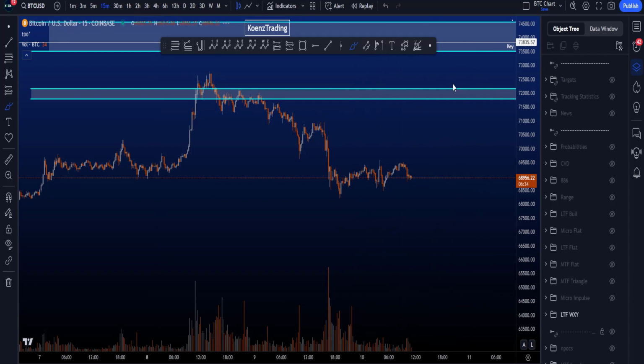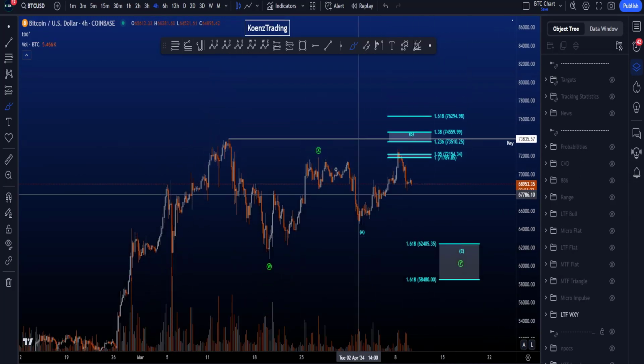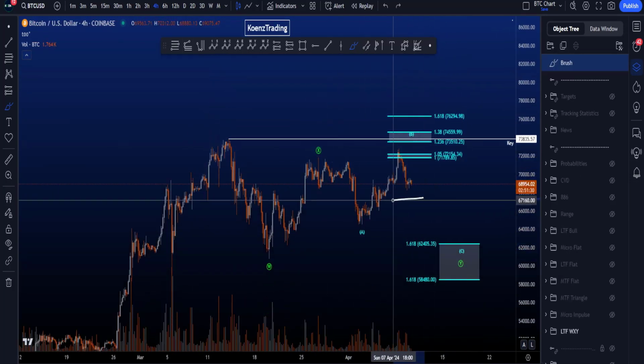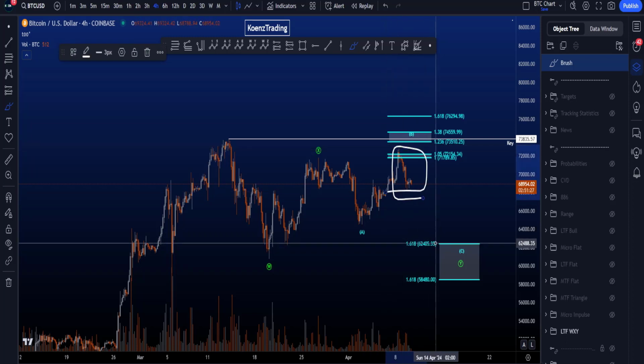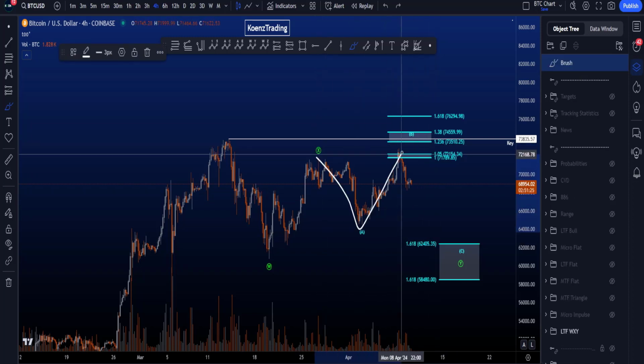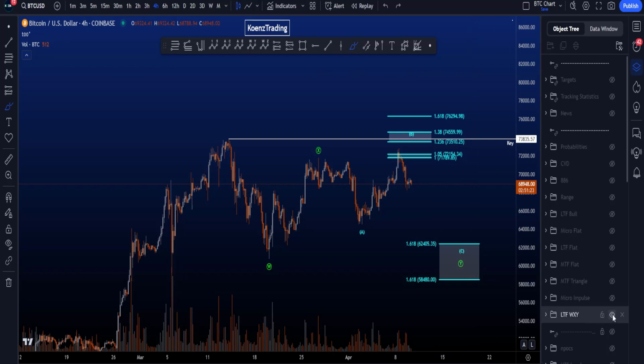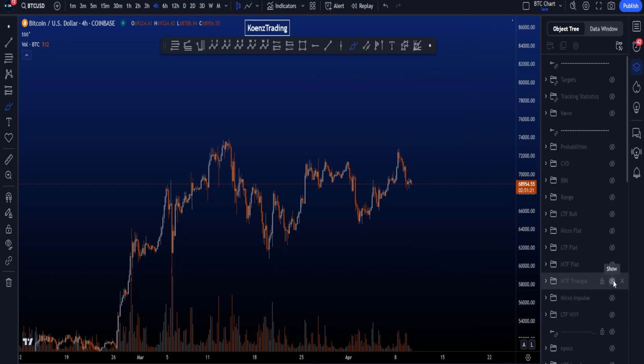And that then also has an effect on the probabilities for this whole structure. So at the moment, because of the impulse to the downside, the probabilities for this scenario are severely reduced. So therefore, we have to look for other structures.